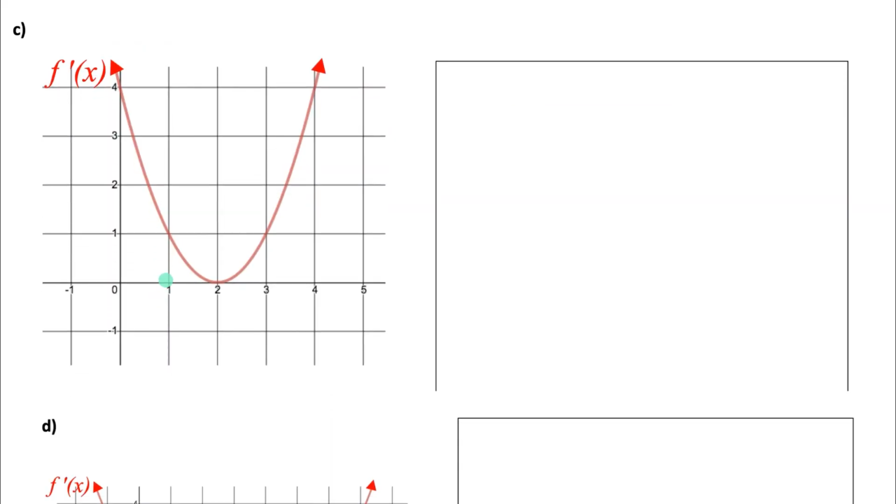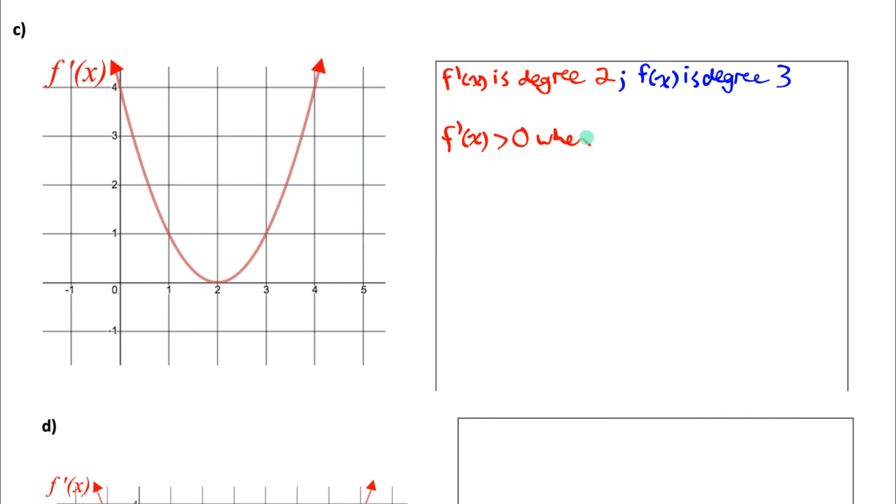Part C. So this function, the derivative, is degree 2. I can tell that because it's a quadratic. Therefore, f of x must be degree 3. Now let's look at the intervals of when this function is positive and negative. F prime of x is greater than 0 when x is less than 2 or x is greater than 2. For an x value less than 2 or greater than 2, the derivative would be positive.